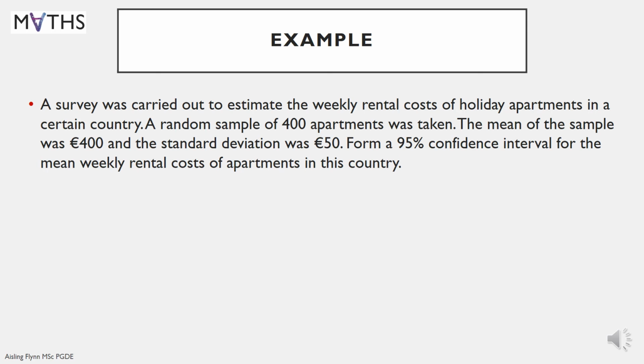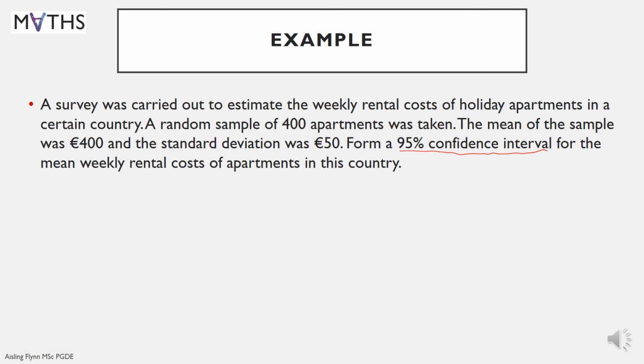Okay, here's an example. A survey was carried out to estimate the weekly rental costs of holiday apartments in a certain country. A random sample of 400 apartments was taken. The mean of the sample was €400 and the standard deviation was €50. Form a 95% confidence interval for the mean weekly rental costs of apartments in this country. So as soon as you see 95% confidence interval, you're talking about a from and a to, an interval, and we need margins of errors to go with that.